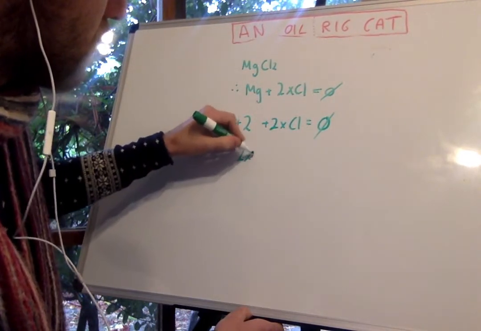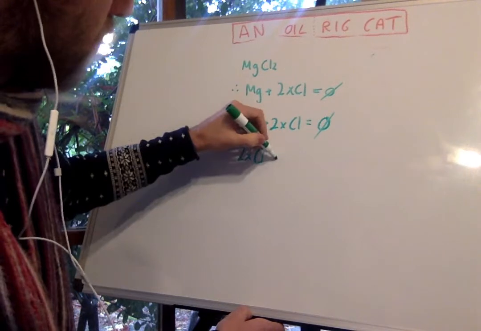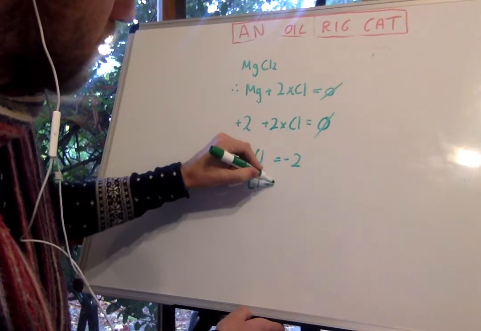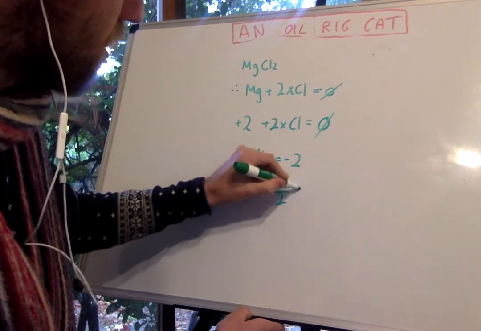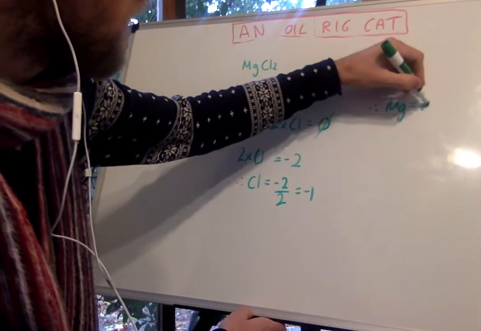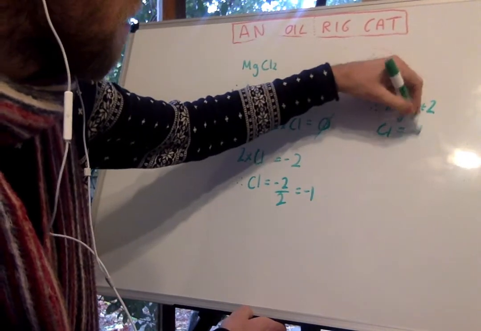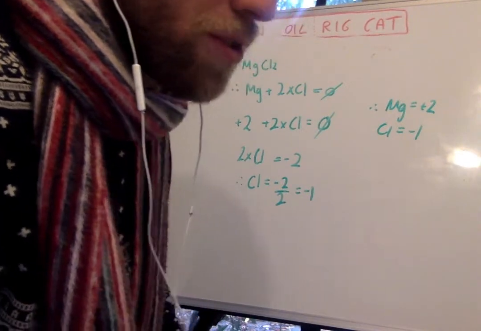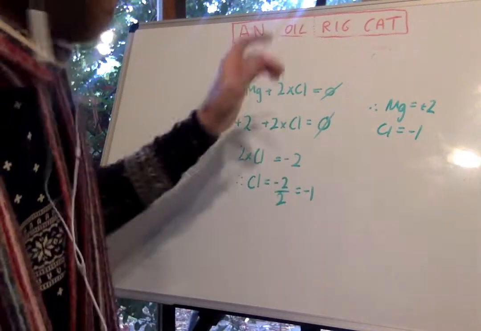So 2 times Cl, we put that on the other side, becomes negative 2. You divide both sides, so Cl is equal to negative 2 divided by 2, which equals negative 1. So the oxidation numbers are Mg is equal to plus 2, Cl equals negative 1. Okay, and that's basically all of 4.2. Hopefully that one makes a bit of sense.